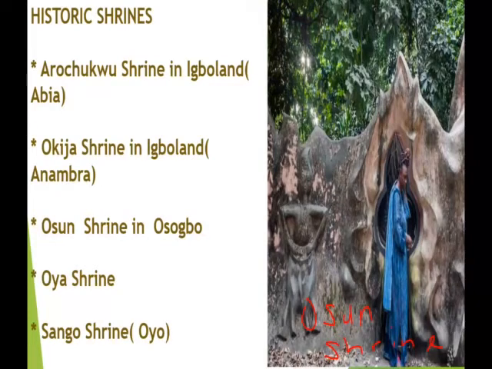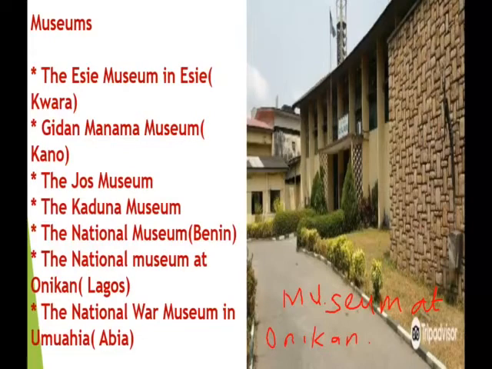Also, talking about historical sites, we have the museums. A museum is a special building where objects of historical and cultural significance are preserved and displayed for people to look at. Museums are found in several parts of Nigeria, and they can be local or national museums. We have examples like the Esie Museum in Esie, found in Kwara State. This museum was founded in 1945 and has more than 1,000 human images carved in soapstone.